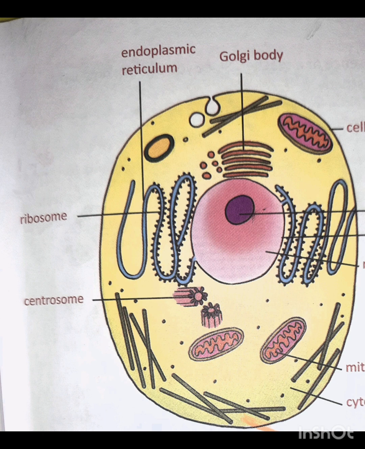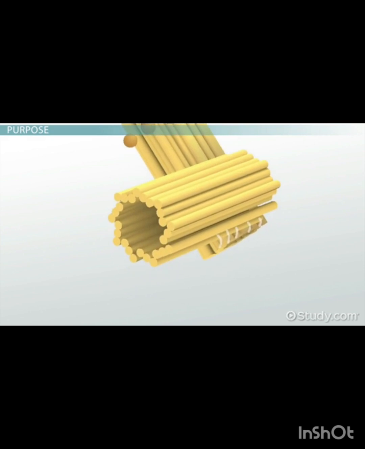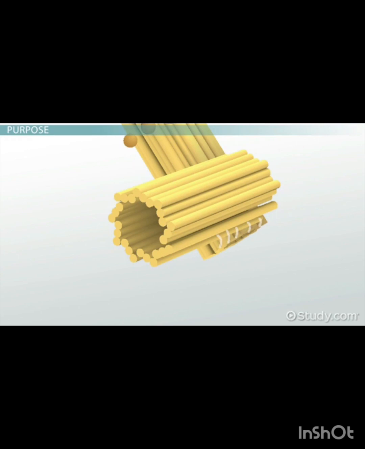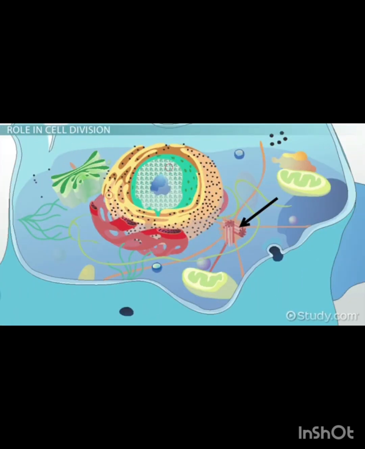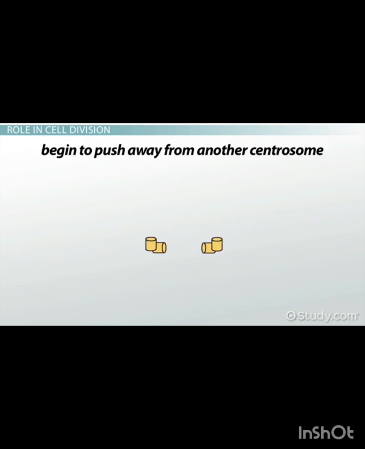Now look at centrosomes. Centrosomes are present only in animal cells and they are involved in cell division. In class 6, only this much is enough to know: that centrosomes are present in animal cells and they are involved in cell division.